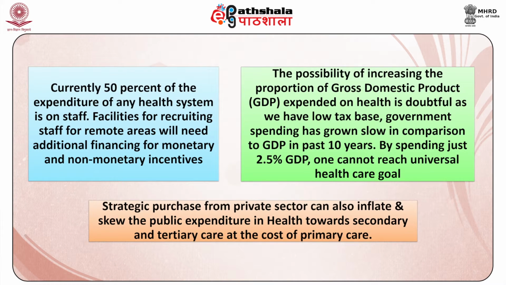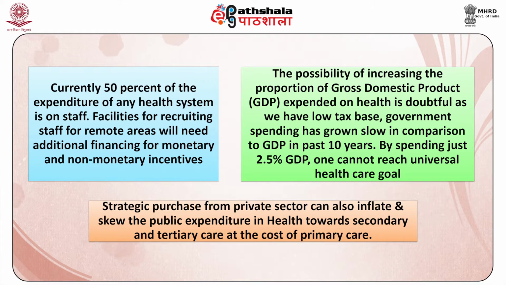Currently, 50% of the expenditure of any health system is on staff. Facilities for recruiting staff for remote areas will need additional financing for monetary and non-monetary incentives. The possibility of increasing the proportion of GDP expended on health is doubtful as we have a low tax base. Government spending has grown slowly in comparison to GDP in the past 10 years. By spending just 2.5% of GDP, one cannot reach the universal healthcare goal.